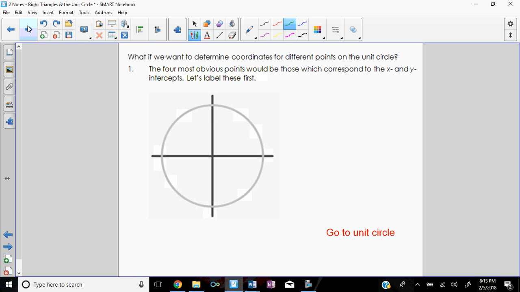All right. So let's talk about the 4 most obvious points. We already said that the point in the center is the origin, and that we know that the radius of our circle is 1. So let's go ahead and label this point right here. If my radius is 1, then this point right here is the ordered pair 1, 0. And then what about this point up here? In this case, the x value is 0.